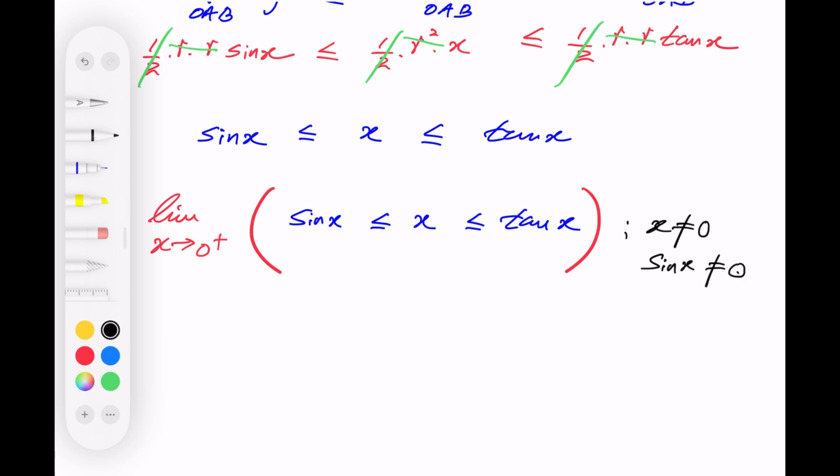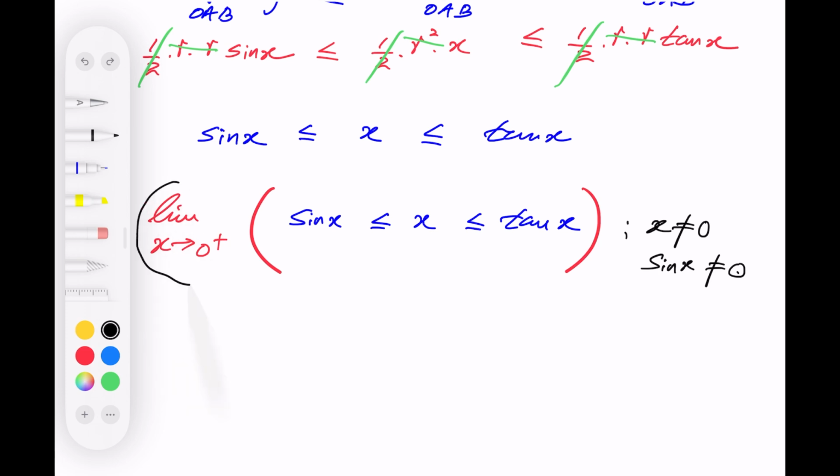The second condition to be checked is whether the sine x term is positive or negative. Because if it is positive, when you divide everything by sine x, there will be no change to the inequality symbol. However, if sine x is negative, when you divide these pieces by sine x, what should happen to the inequality? The inequality should reverse. Alright, so for this case, is sine x positive or negative?